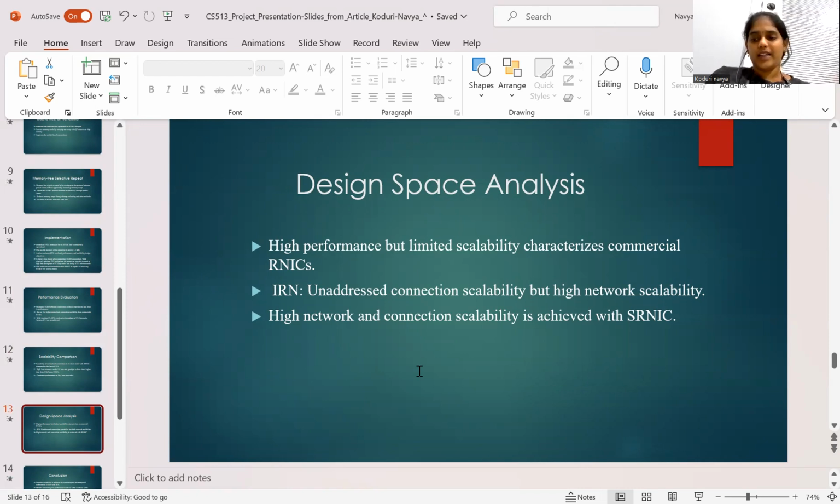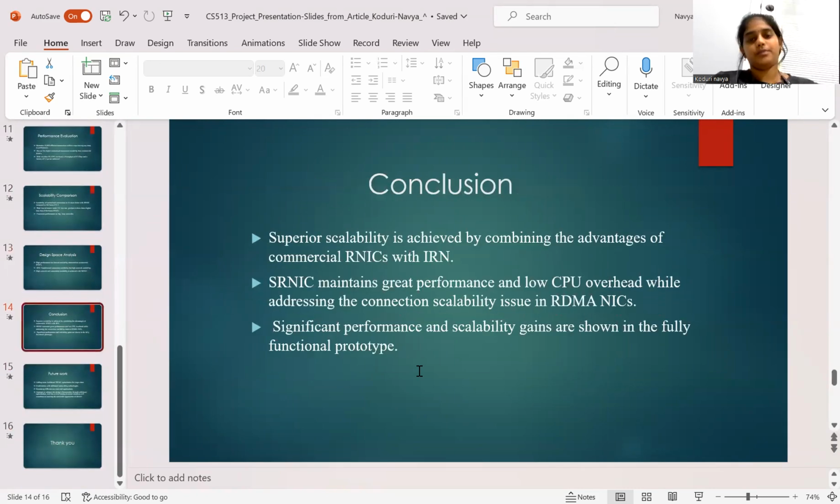And finally, let us come to the conclusion of the provided paper. Superior scalability is achieved by combining the advantages of RNICs and IRN. By combining these two, the sRNIC is produced.